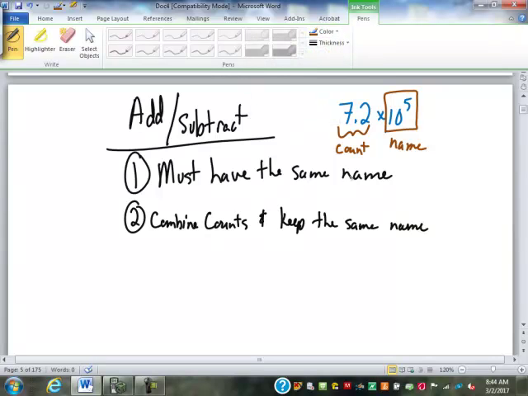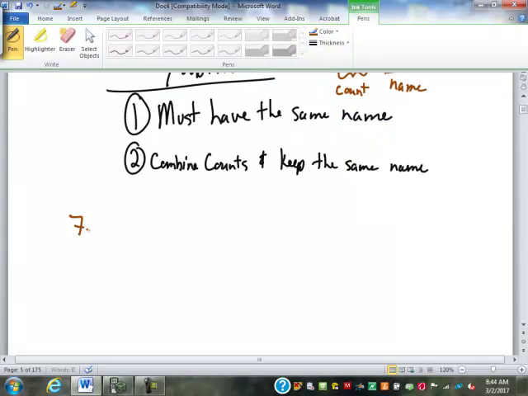So let's take a look at 7.2 times 10 to the fifth. Now I'm putting it in parentheses, not because I'm saying we have to do something there first, but it's kind of like when I use parentheses with our negative numbers, I'm just separating it out so that that's a single number all on its own. So 7.2 times 10 to the fifth plus 2.1 times 10 to the fifth.